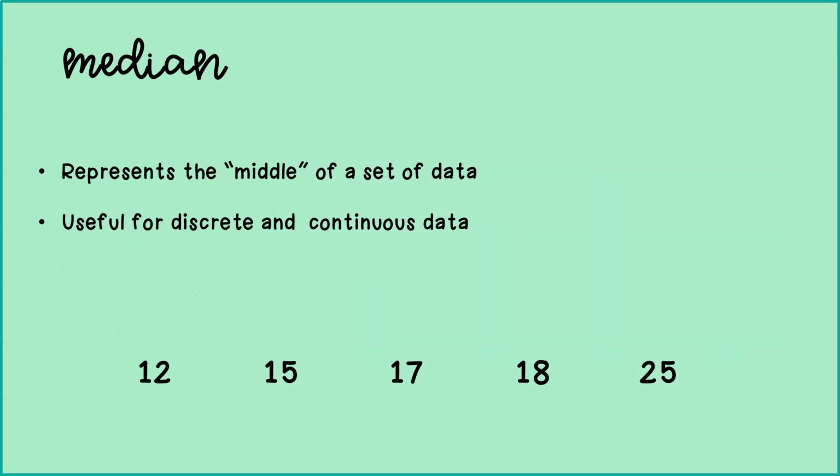Median, however, represents the middle of a set of data. Right now, we are only going to focus on data sets that have an odd number of terms. The middle number right there is 17. That's the one that's directly in the middle. There are 2 numbers to the left and 2 numbers to the right. This is useful for both discrete and continuous data.